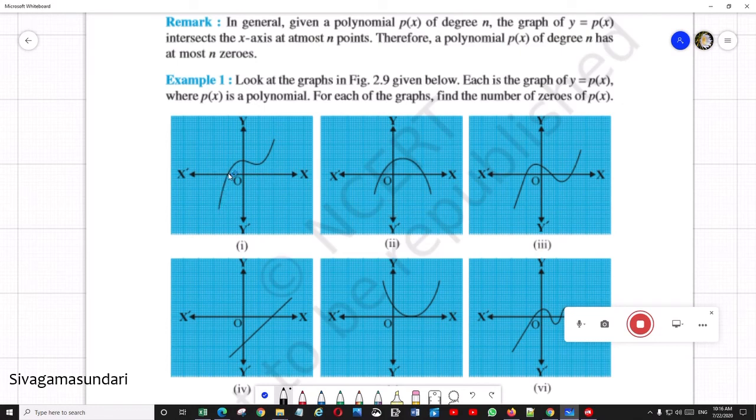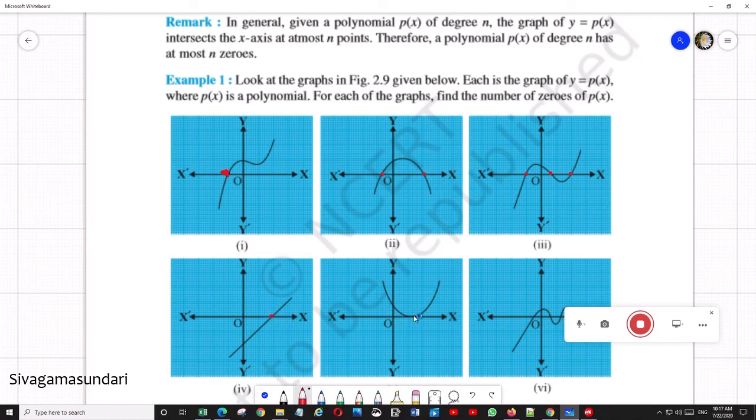So for the first graph, the line intersects the x-axis at only one point. So we say that the equation has only 1 zero. Now for the second graph, the line intersects the x-axis at 2 points. So we say that the equation has 2 zeros. Now for the third graph, it intersects at 3 points. So the equation has 3 zeros.